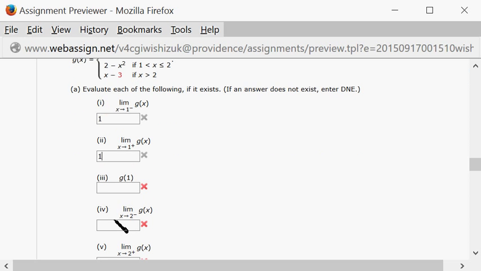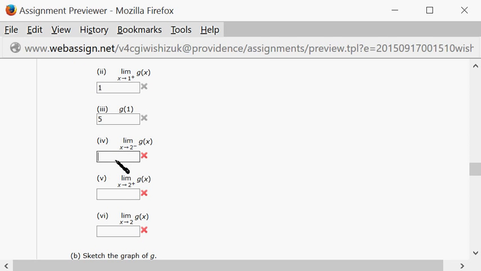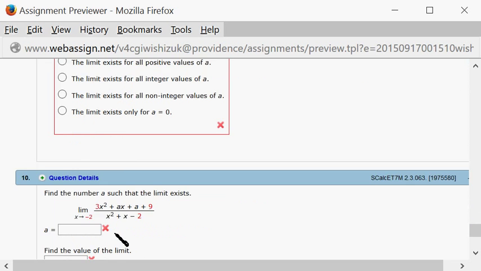So the answer is 1, 1, 5, negative 2, negative 1, does not exist. Alright, let's double check.